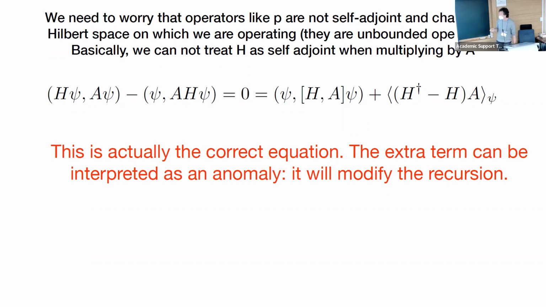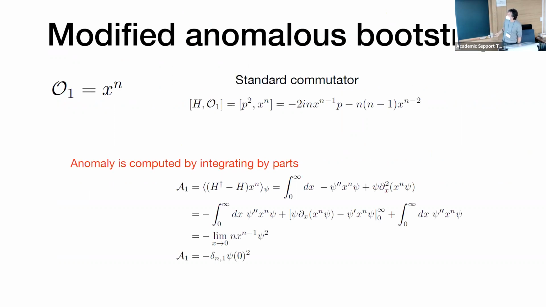And when you compute it, these are always total derivatives, but total derivatives over the line, you integrate them, you get a boundary contribution. So this gadget modifies the recursion. The standard commutator for O1 x to the n gives you this stuff, and then you compute the anomaly by brute force. You basically integrate by parts. And then suddenly you take limits and evaluate things, and you find that the anomaly measures the wave function at the origin.